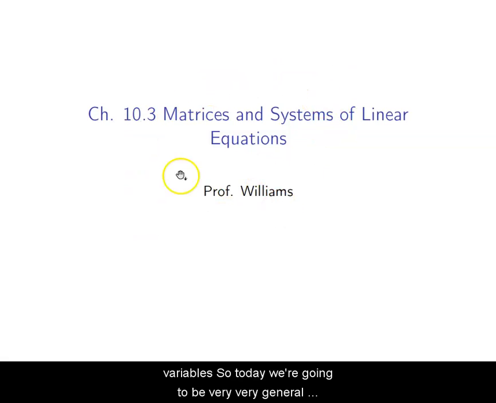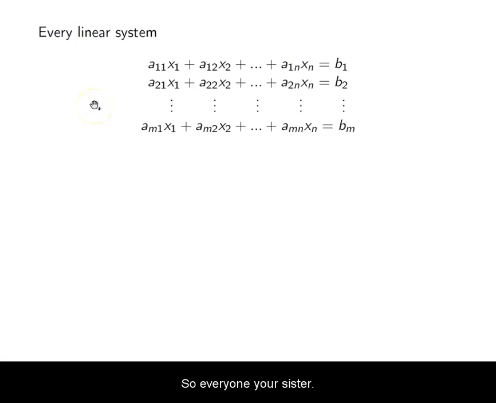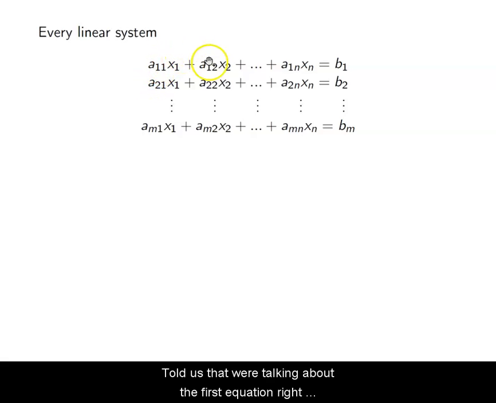So today we're going to be very general and talk about any size system, and we're going to really hone in on this idea of a matrix. Okay. So every linear system has this general form. So here we have a11 times a variable x1, a12 times a variable x2, and so forth, times a1n times xn equals some number. So just looking at this first equation, the first number here tells us that we're talking about the first equation, right?